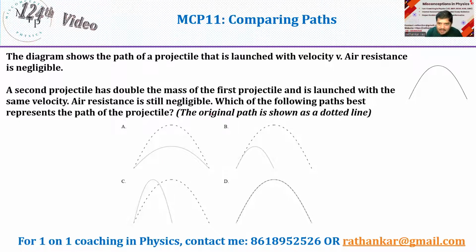The diagram shows the path of a projectile. Where is my locus? I'm not able to see this. Just a moment. The diagram shows the path of a projectile which is launched with a velocity v. So this is the path of a projectile.